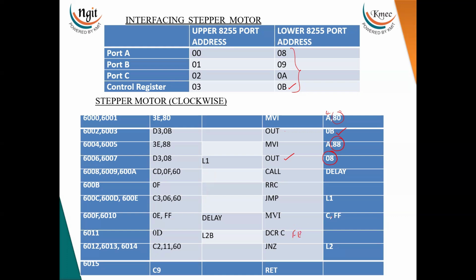Now FE, FD, like that it becomes 00. Till it gets to 0 the loop will continue, and the decrement will take place. Once the count in the C register becomes 0, it will come to the return instruction. Return means it will go to the next instruction. Now here it will go to this instruction, and again RRC.